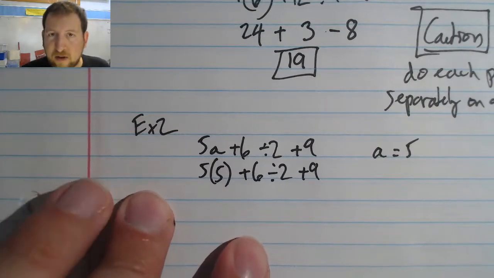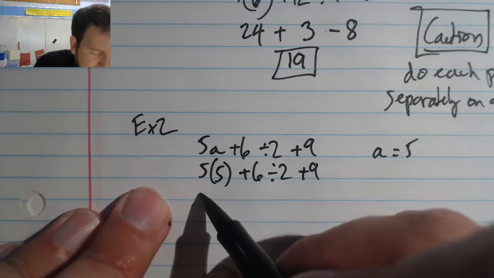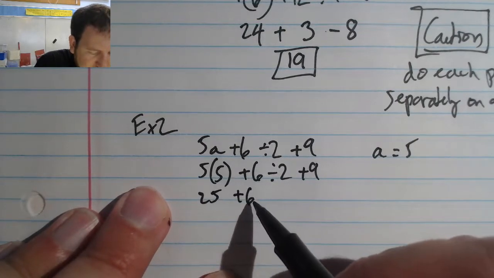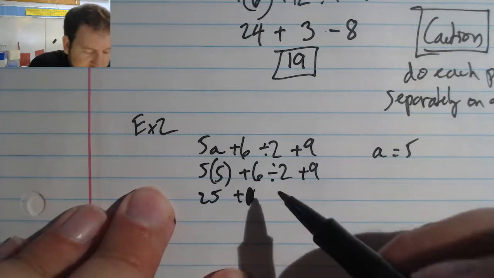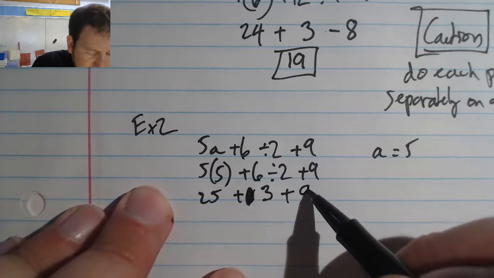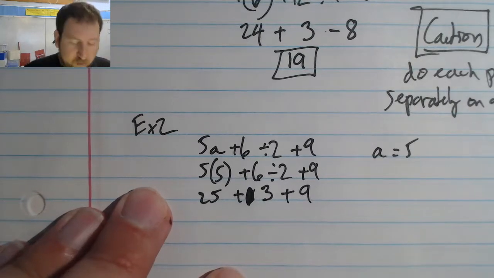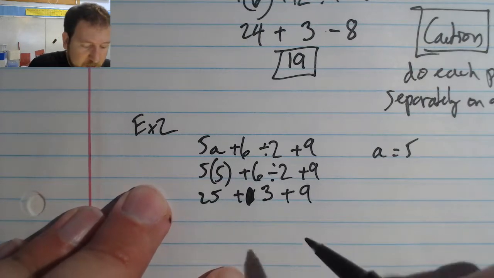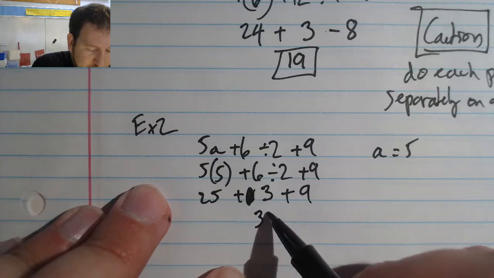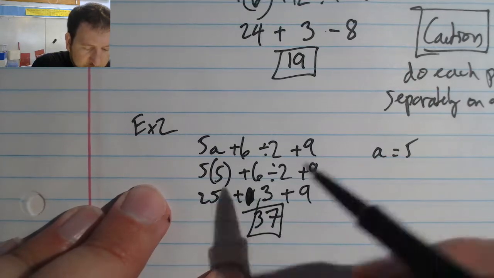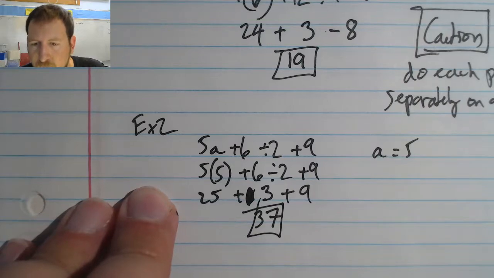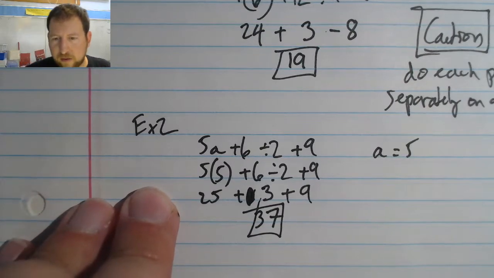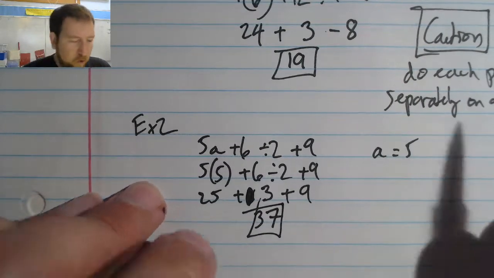Okay, my multiplication and division, I'm going to do that step 1. 5 times 5 is 25 plus 6 divided by 2 is my next thing for my division. That's going to give me 3 plus 9. 25 and 3 is 28. Plus 9 is 37. Cool? Let me see if there's any exponents in the homework. I don't see any exponents, so we're good to go. Let's do one more quick example.